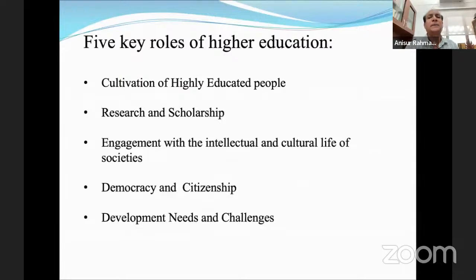And then these are the five key roles we need to focus on. That is cultivation of highly educated people. I have told you that we have a large youth population. So it is the function of higher education institutions in our own country to convert these youth into educated human capital. And research and scholarship, engagement with the intellectual and cultural life of the society, then democracy and citizenship, and development needs and challenges. So these are the five key roles that must be played by higher educational institutions, as in how to convert this young mind into human capital, human resource.